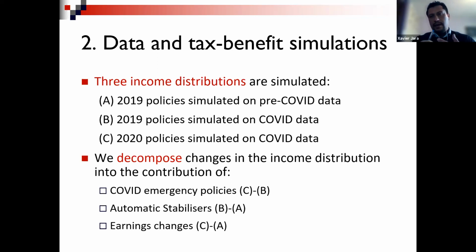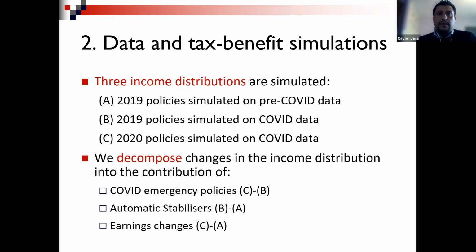But in addition to this, we simulate a third income distribution where we simulate 2019 policies applied to 2020 data. What we want to capture with this scenario is the effect of existing benefits, the pre-pandemic tax and benefit policies, given the shock in earnings that was experienced during the pandemic. So more precisely, these 3 income distributions allow us to decompose the change in the income distribution into the contribution of COVID emergency policies. That's if we compare scenario C with scenario B, sorry, because we are keeping the population fixed. We are taking the 2020 population, but in one scenario we apply 2019 policies and in the other 2020 policies. So the difference between the two captures the effect of the policies implemented in 2020.